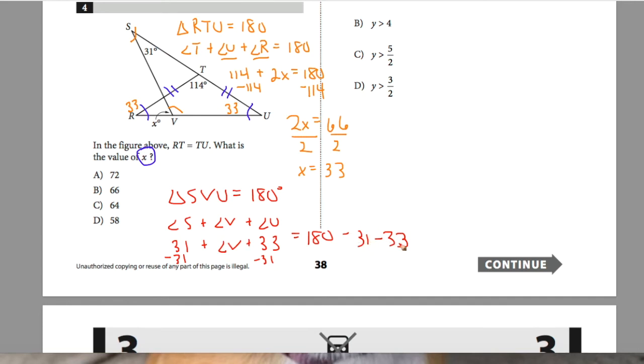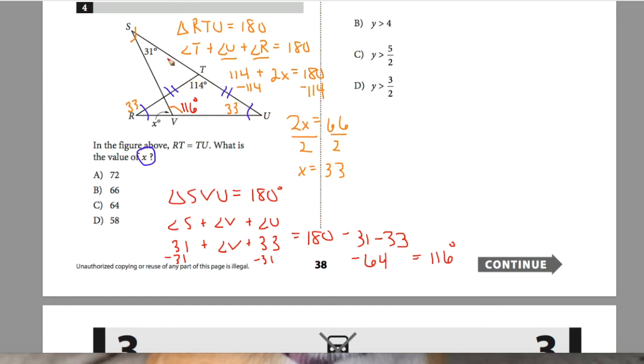And 31 plus 33 is 64. So this is 180 minus 64, and that would give me 116. So my angle V here is going to be 116, of what I'm able to solve. And I was able to first solve for my R and my U.